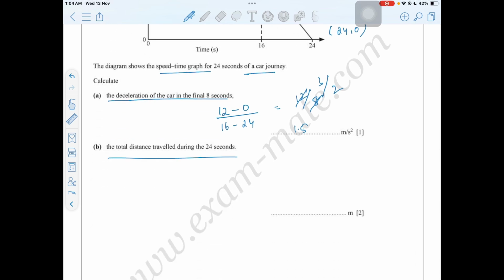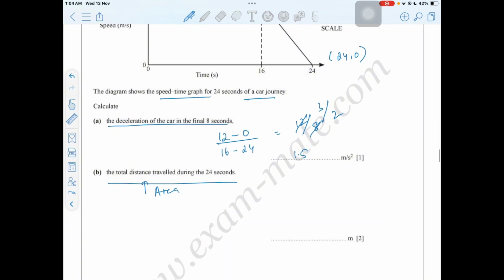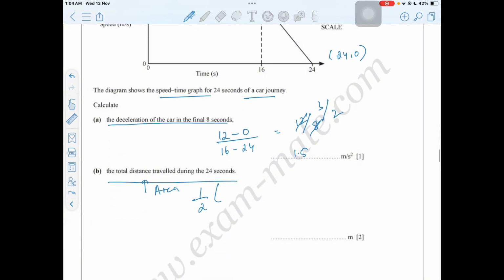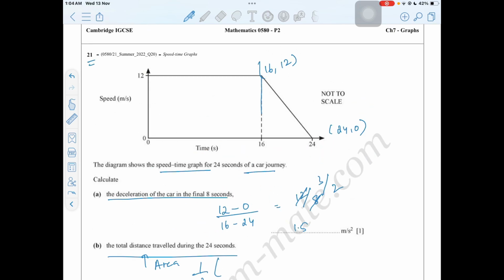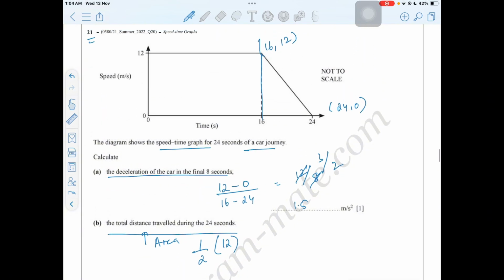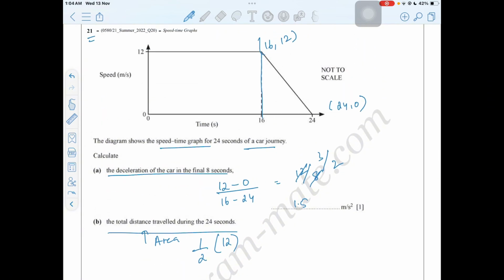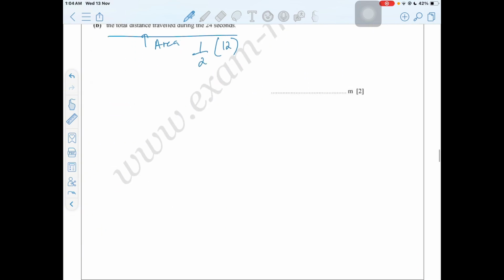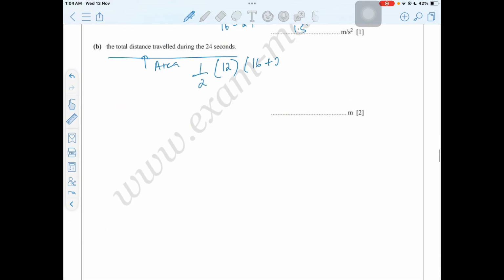The total distance traveled during the 24 seconds. For distance traveled, we need to calculate the area under the line. So we'll be calculating the area of a trapezium, which is 1 over 2 multiplied by the height, and our height is 12, the perpendicular distance between the two parallel sides. These are the two parallel sides, and we need the sum of the two parallel lengths. This is 16 and this is 24, so we have 16 plus 24, which is 40, cancelled out to get 20. 20 multiplied by 12 is 240.